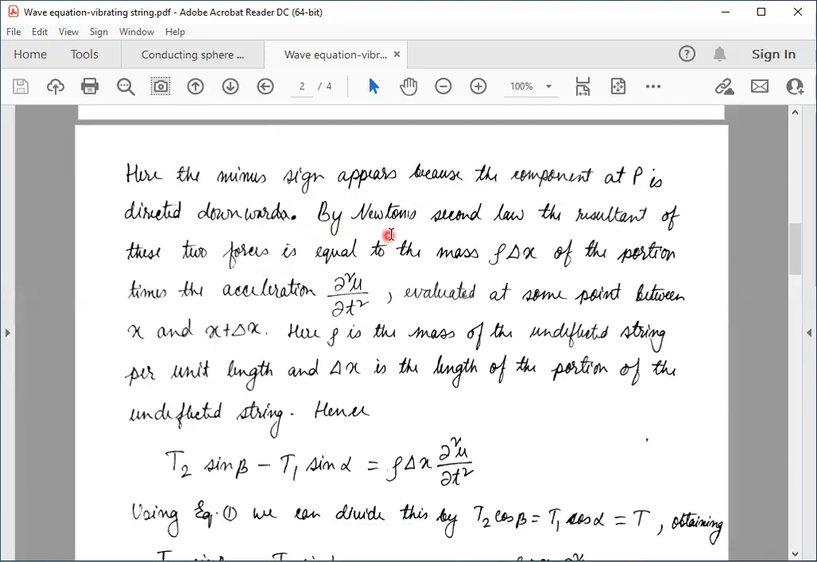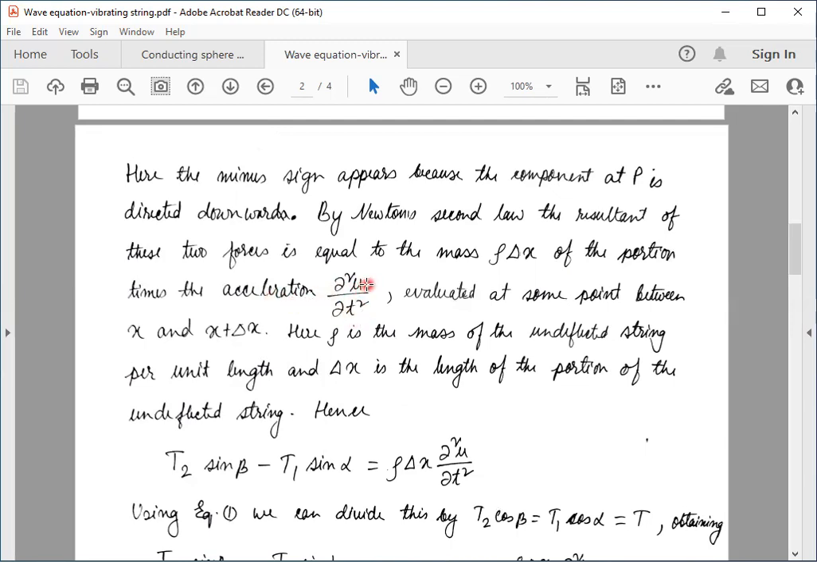Now, by Newton's second law, the resultant of these two forces is equal to the mass of the portion times the acceleration. The mass of the portion is given by rho delta x, where rho is the mass per unit length of the string. And this acceleration is the second order rate of change of displacement with time, so the second order derivative with respect to time of displacement is acceleration.